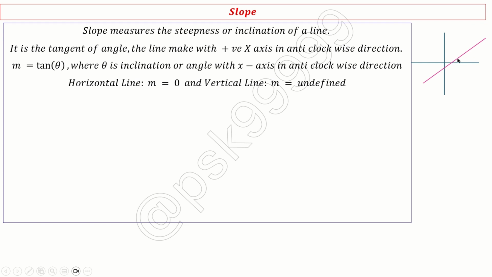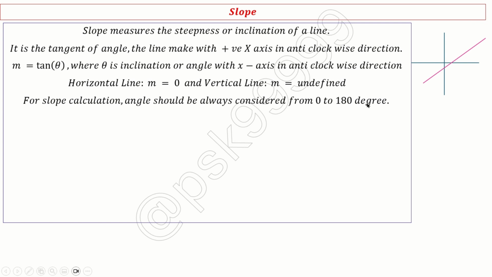For a horizontal line, m is equal to 0 because it does not make any angle with the x-axis. A vertical line is 90 degrees actually, but the slope is undefined because tan 90 is undefined. For slope calculation, the angle should always be considered from 0 to 180. Why? Because if you draw another line here, whatever direction you make, it is always from 0 to 180 only. If this is 60 degrees, the other angle is 300 degrees, but 300 degrees is wrong. So we have to calculate only with the positive x-axis.